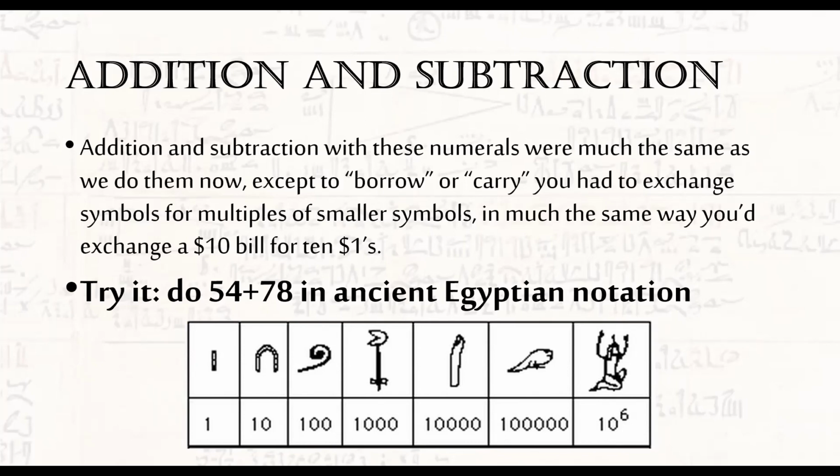All right. So you see how that goes? It's not that hard, right? You have to carry. You can borrow too to do subtraction in the same way, just kind of like if you changed a $10 bill for 10 ones.